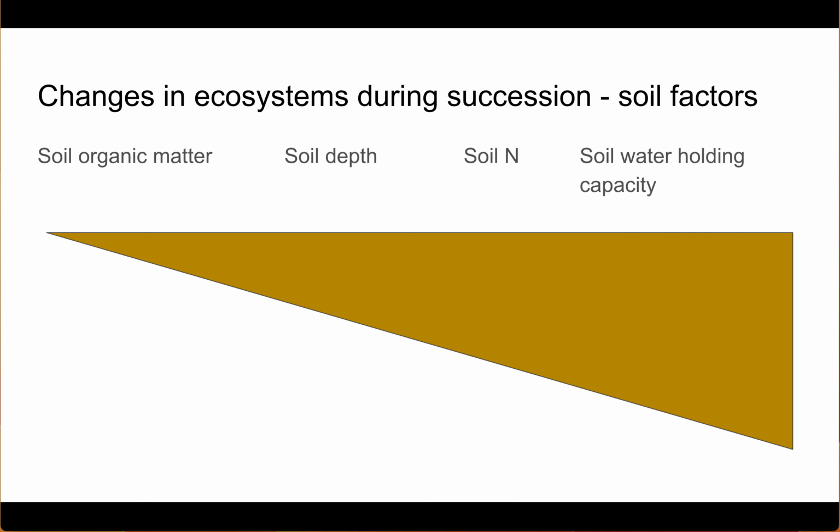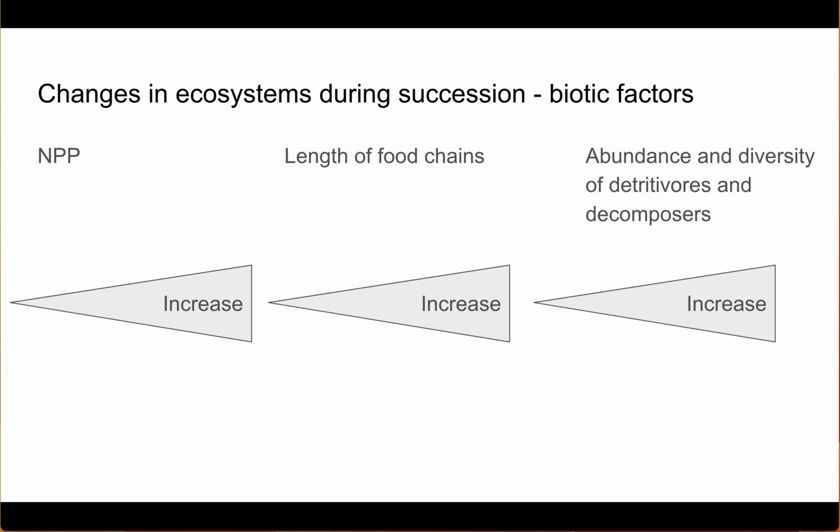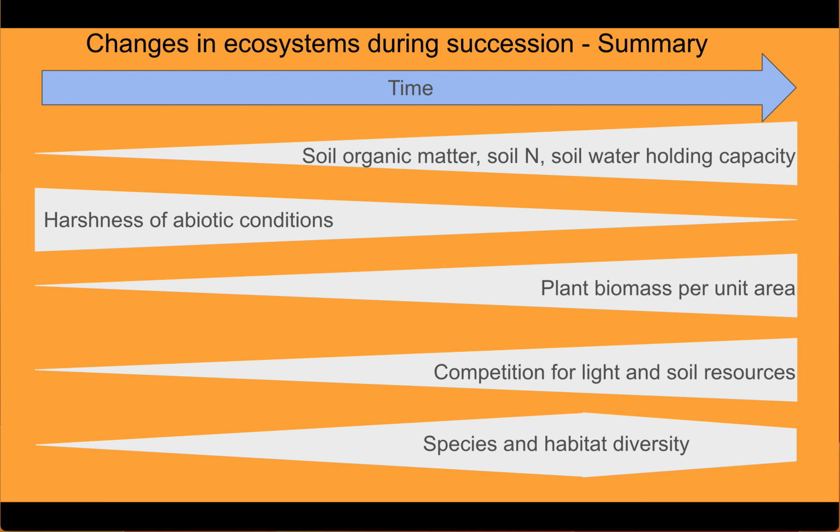And then we said, look, the other thing that's useful to know about this is basically a summary of what happens over time. And I'm actually going to go through these because it's quite nicely summarized in one diagram at the end, which is this one here. As time goes on, you get more soil organic matter, more soil nitrogen and more soil water holding capacity because of the dead organic matter. That means the abiotic conditions become less harsh. That means you get more plant biomass, weight of plants and numbers of species per unit area. That means you get more competition for light and soil resources amongst the plants. That means that habitat and species diversity reach a peak before the climatic climax community.